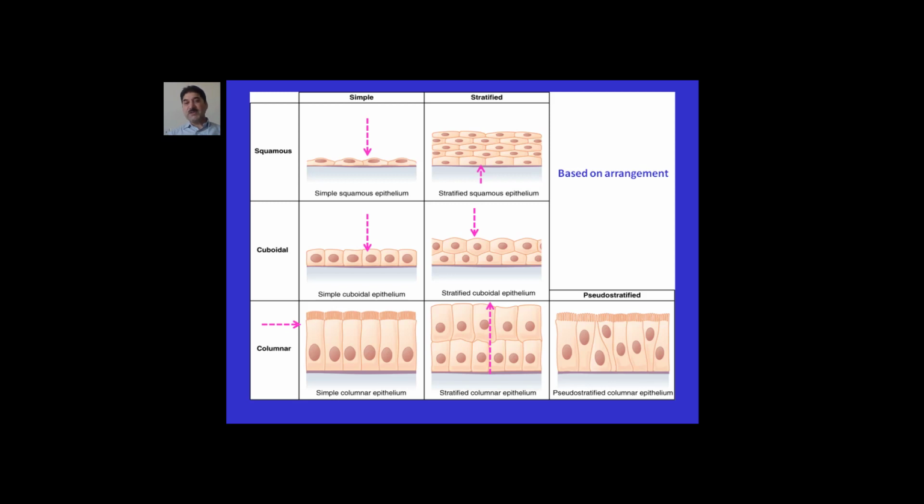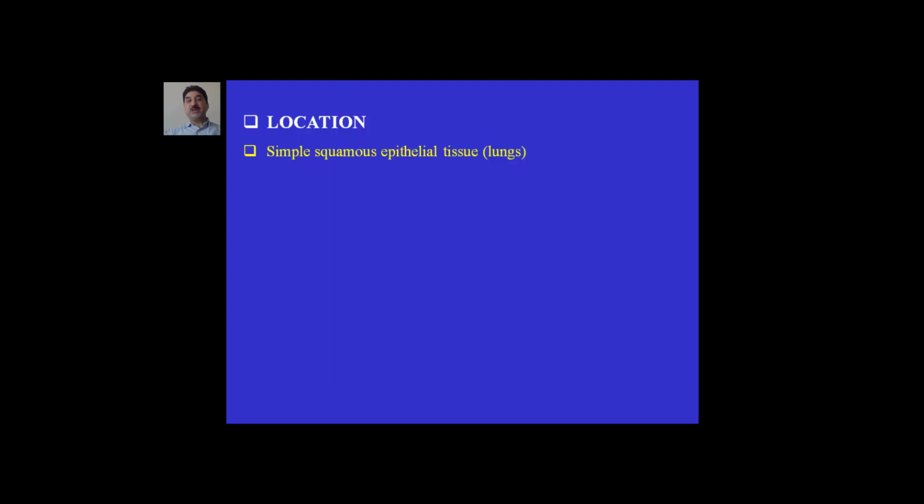What is the difference between pseudostratified and stratified? In pseudostratified epithelium, they appear as multi-layered because the nuclei of these cells are at different levels, as shown in this diagram. So nuclei are at different levels, but all the cells are attached to the basement membrane. They appear as stratified, but actually it is a single layer of the epithelium with nuclei at different levels, giving it a stratified appearance.